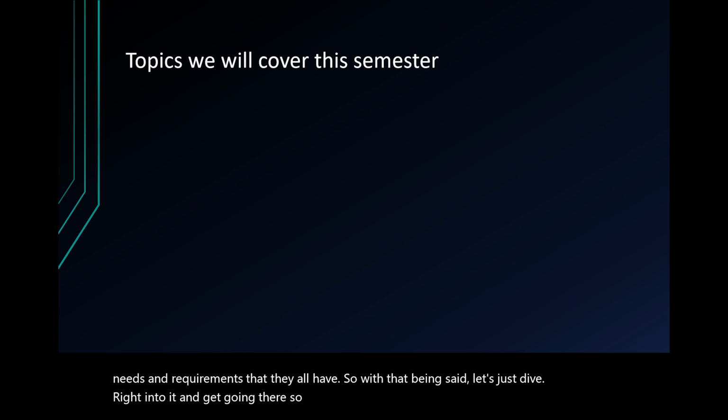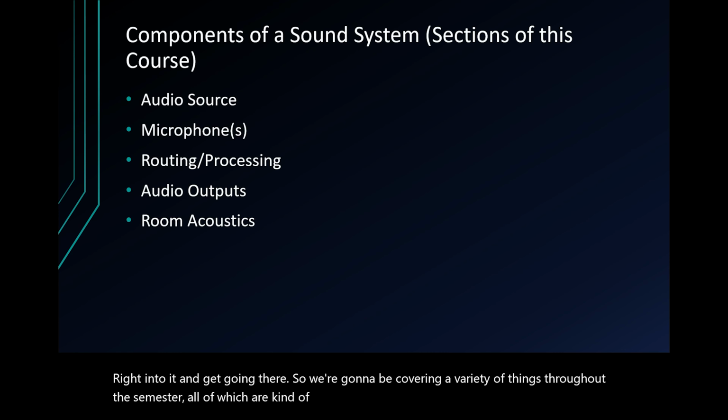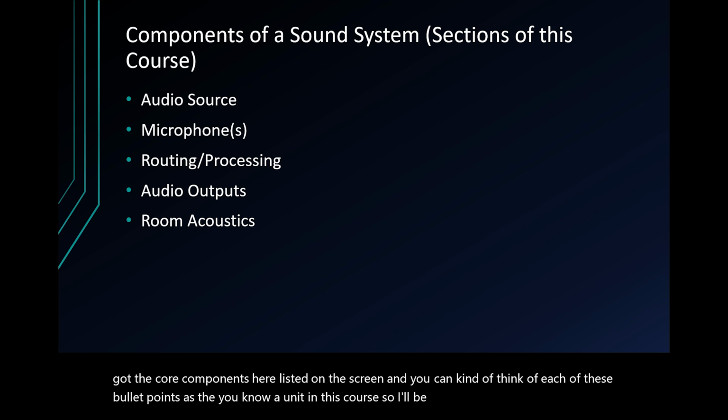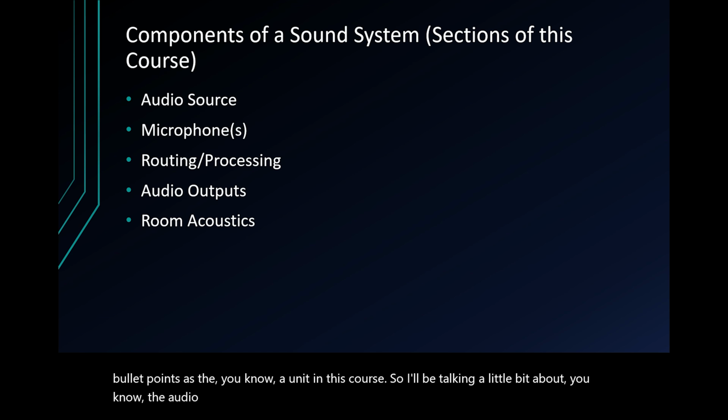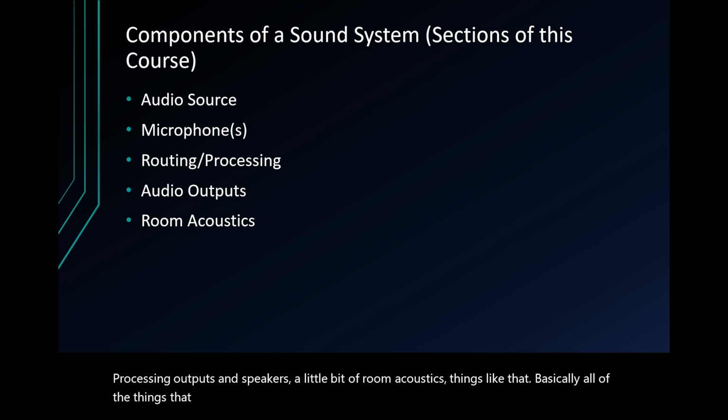So we're going to be covering a variety of things throughout the semester, all of which are combined to what goes into a live sound system. I've got the core components listed on the screen, and you can think of each of these bullet points as a unit in this course. So we'll be talking a little bit about the audio sources, microphones, routing, processing, outputs and speakers, a little bit of room acoustics, things like that. Basically, all of the things that you would need to be aware of in order to set up and identify it, and if absolutely needed, to run a bit of a live audio system.